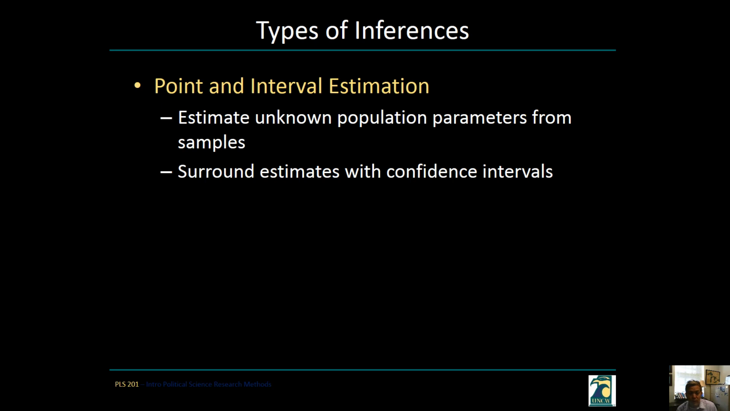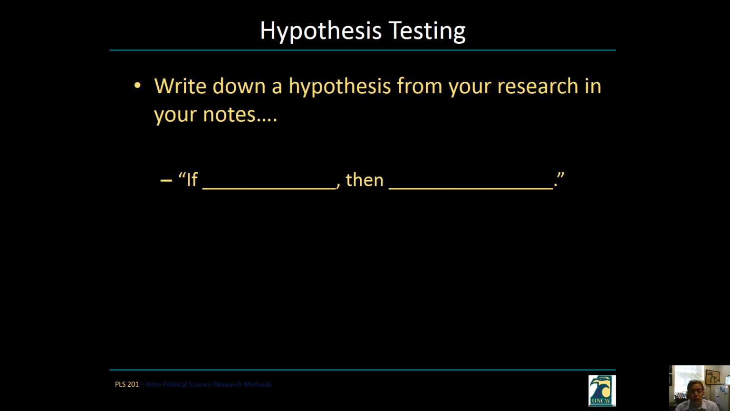We'll also talk about point and interval estimation. Essentially, you're going to have an estimate about some unknown population parameter based off your sample. And then since we know that what you see in your sample might not exactly mirror what's in the population, we're going to surround that estimate with confidence intervals. So perhaps, again, you've heard someone say, we're 95% confident. Well, what does that mean? We'll talk about that.